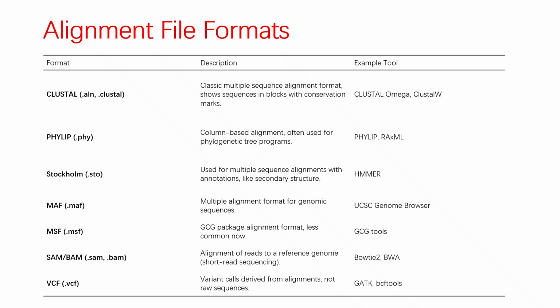SAM or BAM. SAM is a text-based sequence alignment map for reads mapped to a reference genome, and BAM is the compressed binary version. Essential for next-generation sequencing workflows. VCF, variant call format, used for storing differences or mutations detected in alignments. These formats are critical for analysis, whether you're comparing sequences, building phylogenies, or analyzing genomic variants.